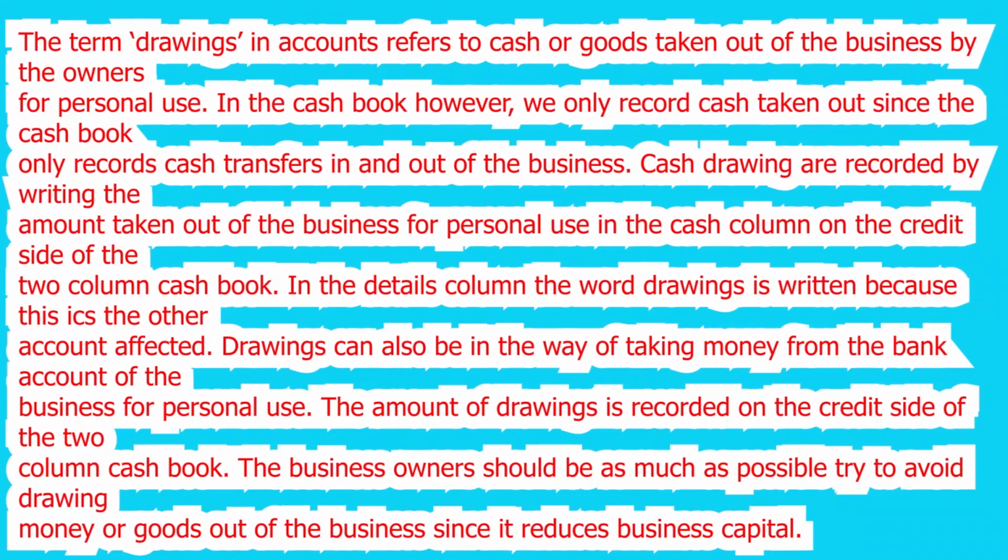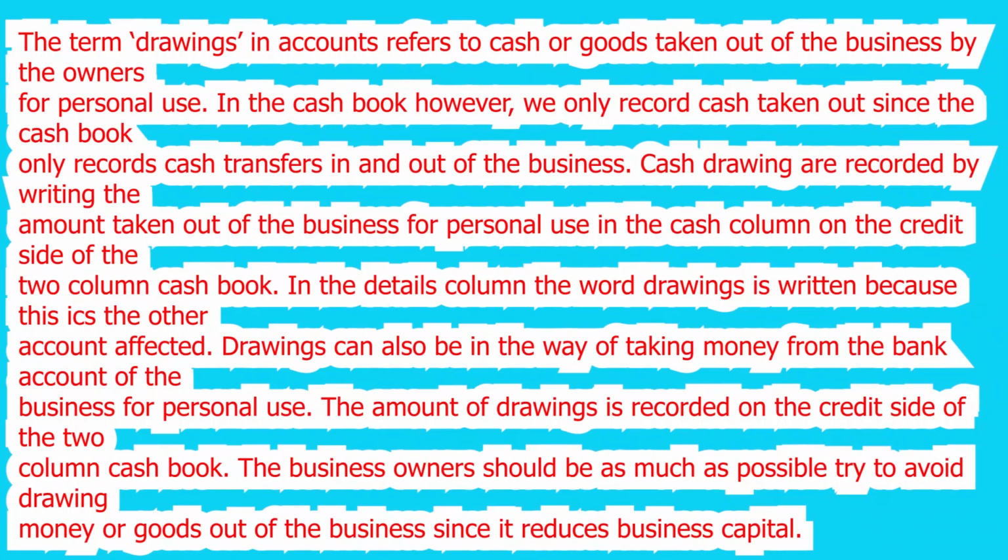Drawings can also be in the way of taking money from the bank account of the business for personal use. The amount of drawings is recorded on the credit side of the 2-column cash book. The business owner should, as much as possible, try to avoid drawing money or goods out of the business, since it reduces business capital.